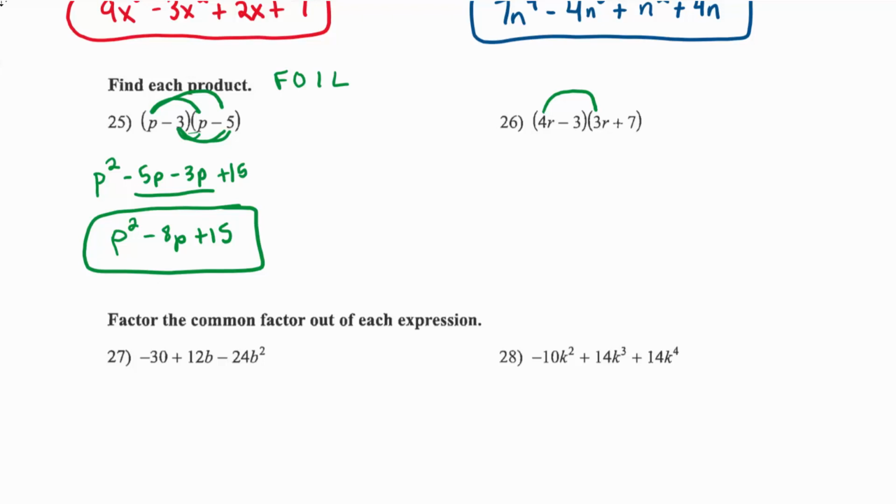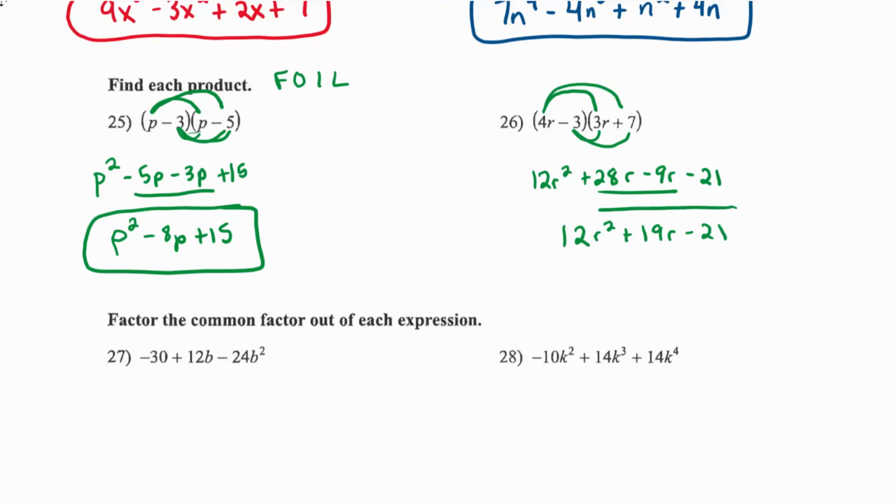So 4r times 3r is 12r squared. 4r times 7 is 28r. Negative 3 times 3r is negative 9r. And negative 3 times 7 is negative 21. We're going to add these middle terms together, or subtract them. 28 minus 9 is 19r. So 12r squared plus 19r minus 21.